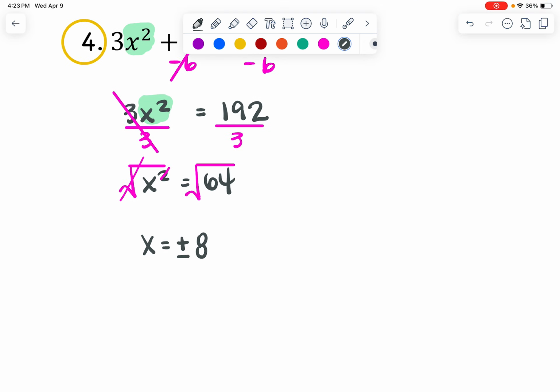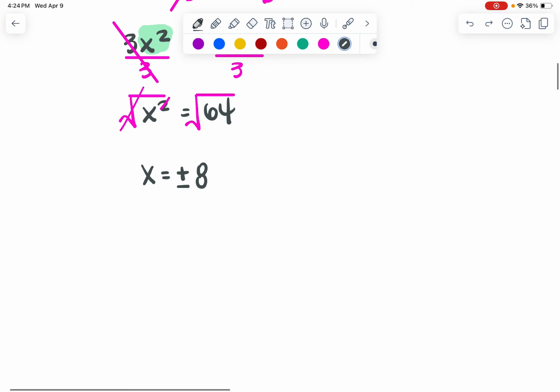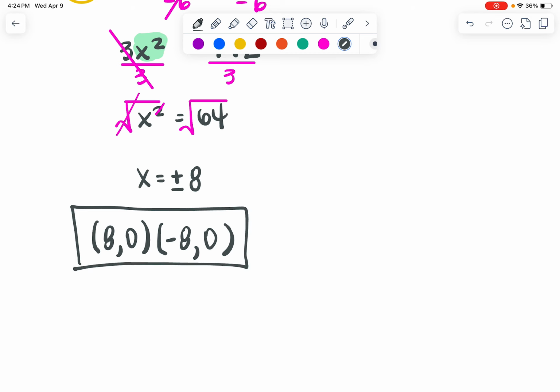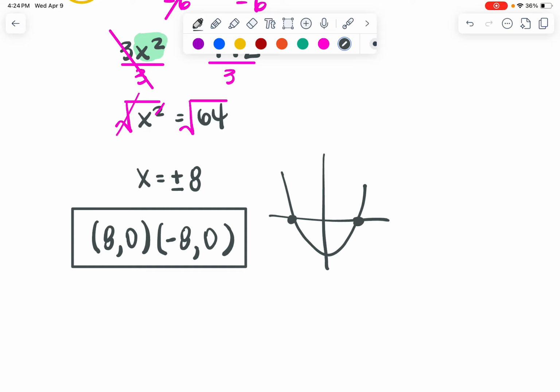And anytime you solve by square rooting, it doesn't matter what math problem you're doing, right? When you solve an equation by square rooting, you have to accommodate for the positive and the negative root of the number you're taking, okay? And then, of course, I'm going to write that as positive 8, 0 and negative 8, 0, and those are my 2 x-intercepts. So if I were to go graph this parabola of this quadratic function, right, that's where it would pass through the x-axis, right? It's going to pass through a positive 8 and negative 8 if I were to graph, okay?